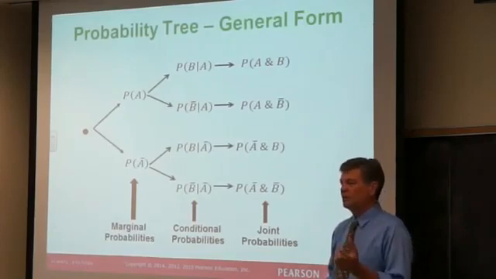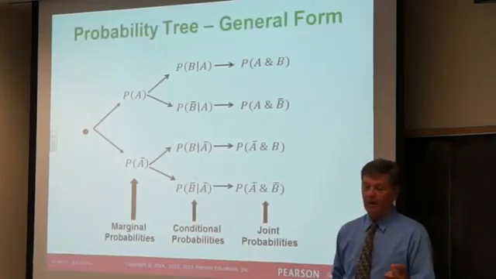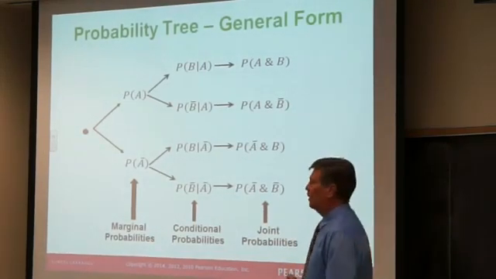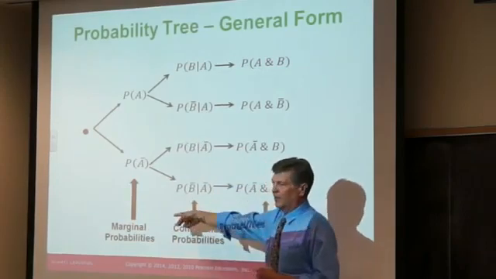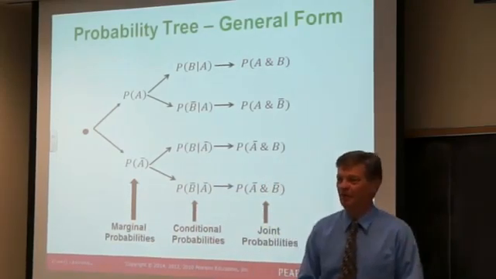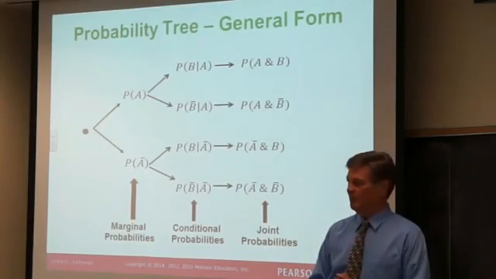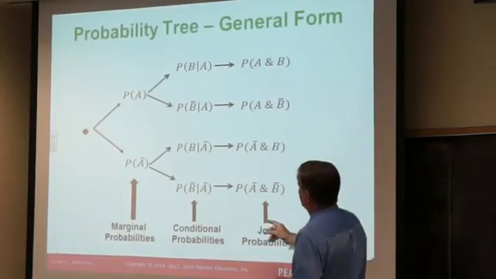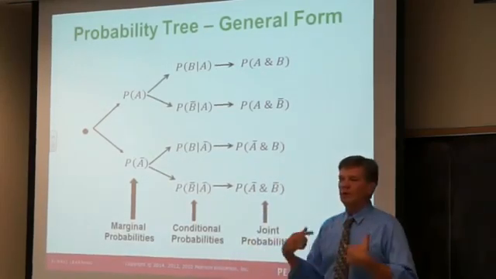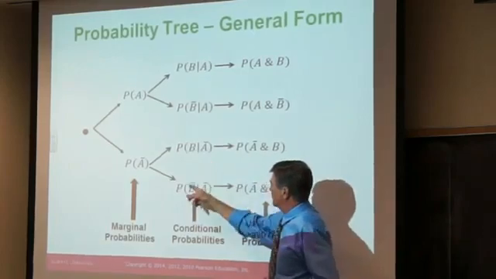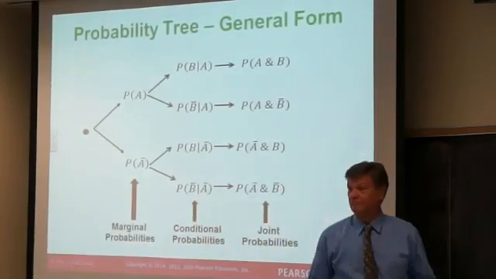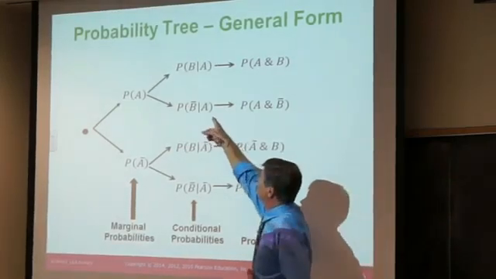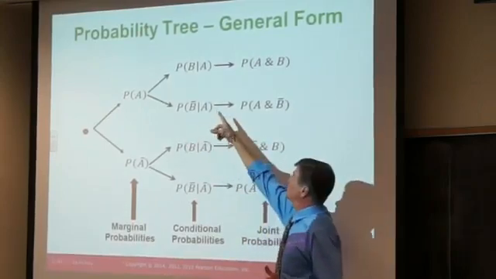And this is a tree where I'm starting with the event A. I could just as well start with B, but I'm going to start with event A. What can happen? Well, I either get A or not A. Pretty obvious, right? Those are marginal probabilities, aren't they? They were out on the margin of my contingency table. Given that I have not A, what are the two possibilities? I could get B, or I could get B complement.